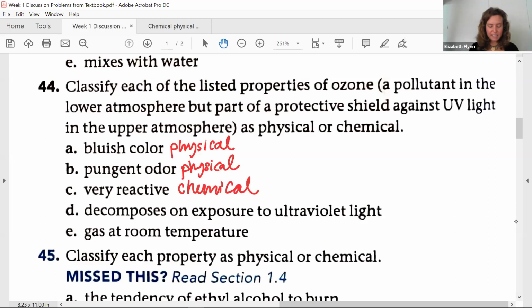What about the fact that it decomposes on exposure to UV light? Is that a chemical property or a physical property?